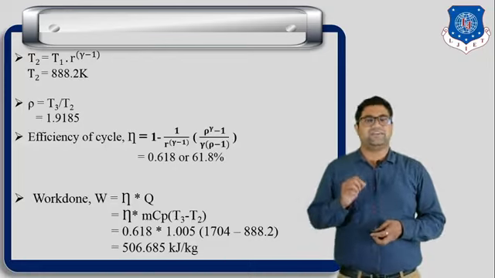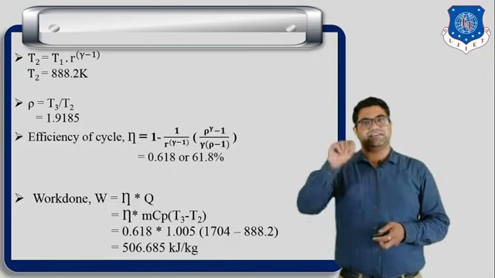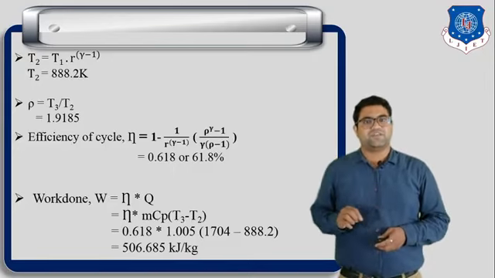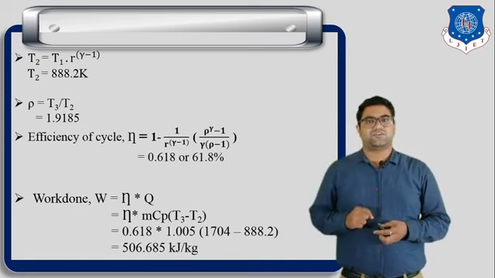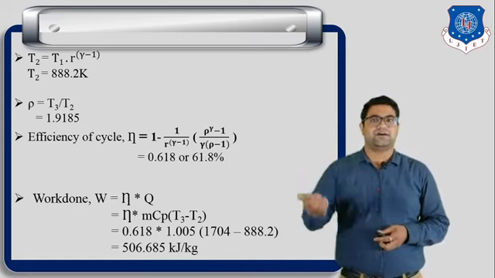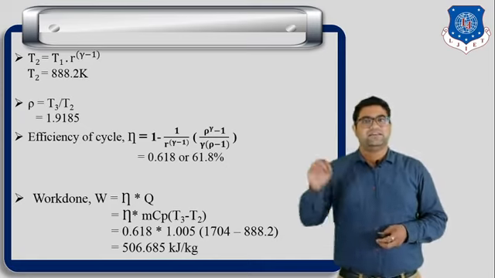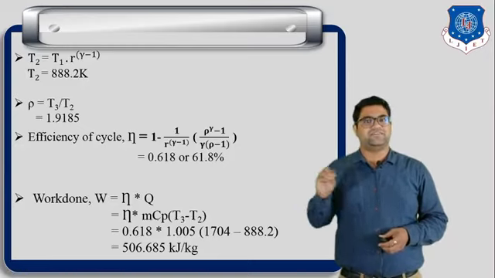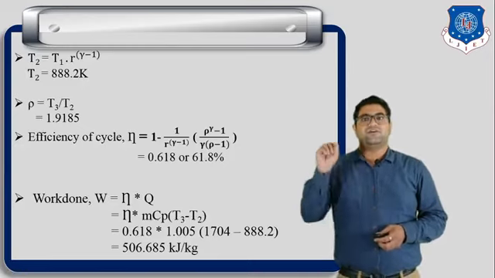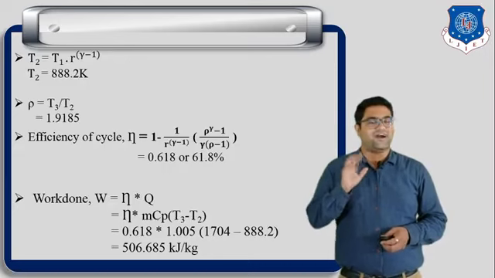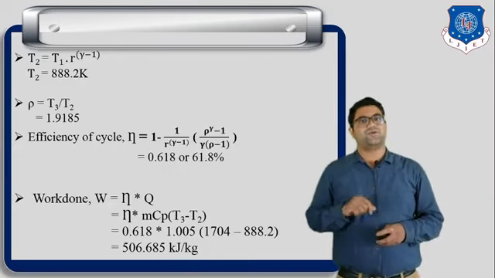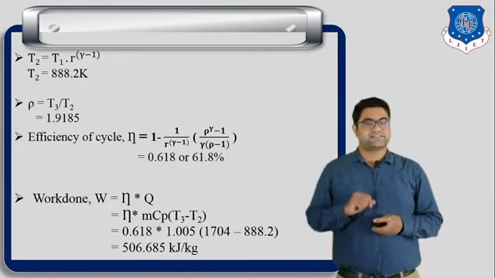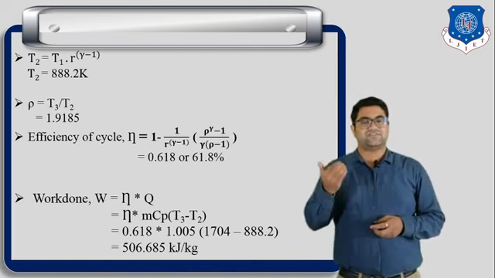Okay, now second we need to find, for the efficiency, the cutoff ratio. Cutoff ratio, we know what the value of cutoff ratio is. Cutoff ratio is equal to T3 by T2. So we can write here T3 by T2, and we get the value of cutoff ratio as 1.9185.